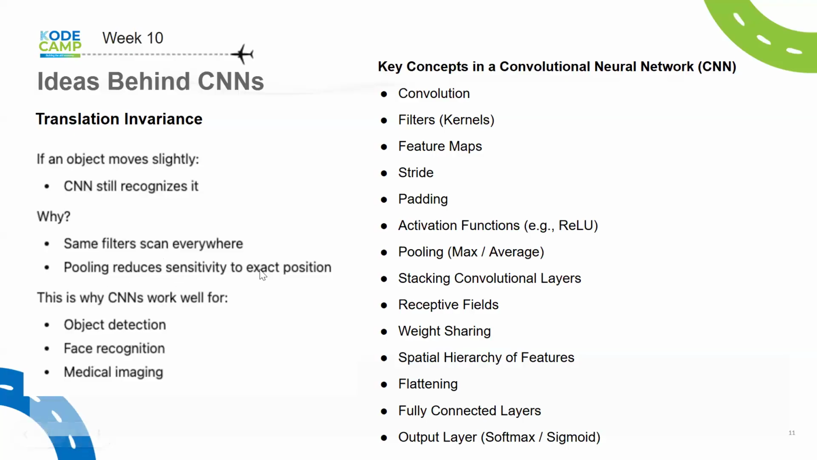Pooling reduces sensitivity to the exact position because the pooling is averaging, right? So it's averaging from multiple positions. It takes the average, so irrespective of which position, it's a generalized version of it. So that's why convolutional neural networks work very well for object detection, for face recognition, for medical imaging. Anything that has to do with imaging, it becomes very good at it. So I think in the process of this explanation, which I have taken some time to delve into, I have mentioned a bunch of terminology.